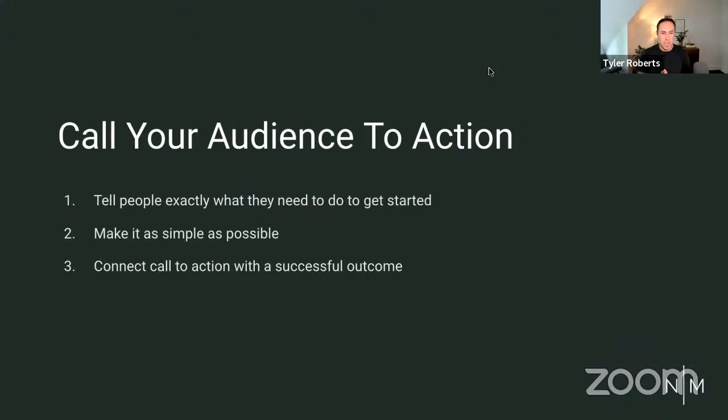And then finally, we want to connect the call to action with a successful outcome. And what do I mean by that? It just means that we want to tell people what will happen after they have that call. So could it be clarity in their situation? Could it be taking responsibility? Could it be maybe even an initial step in representation?